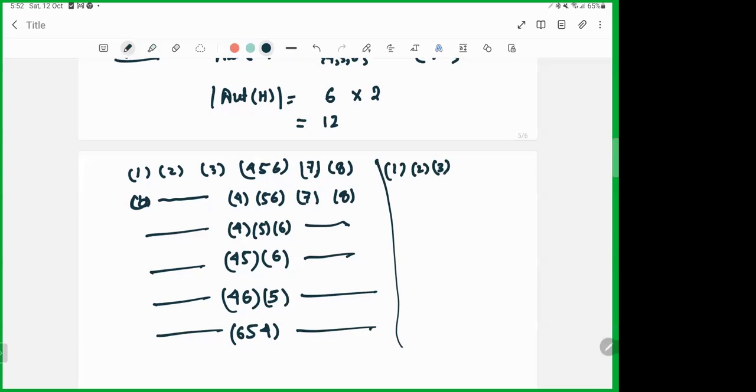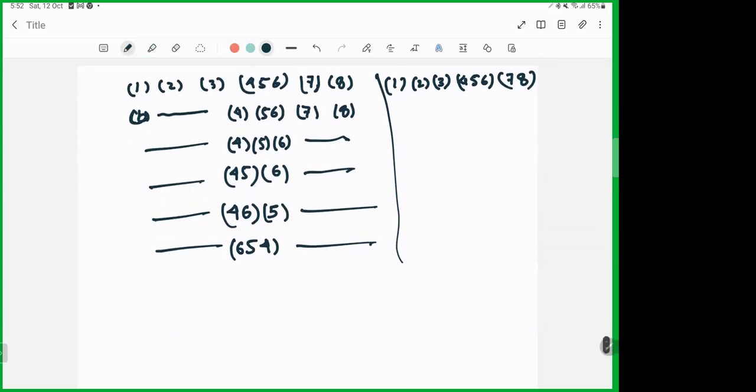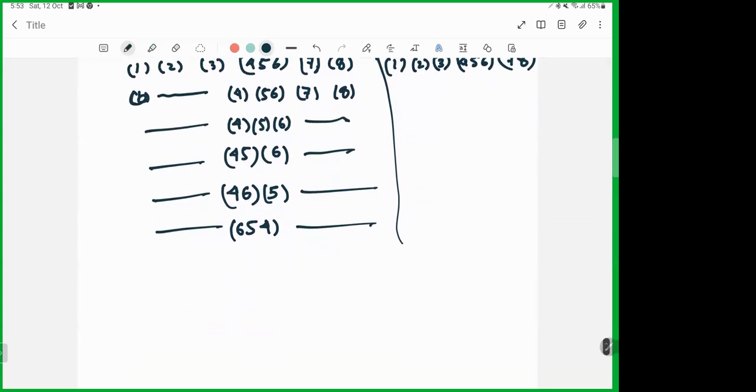And then just take the play with 7 and 8 as well. 4, 5, 6, 7, 8. In this way. Same for every other. So can you now, you need to use the same theorem.